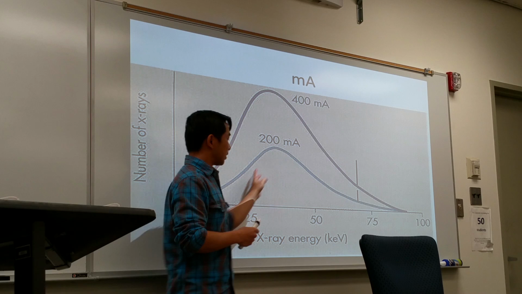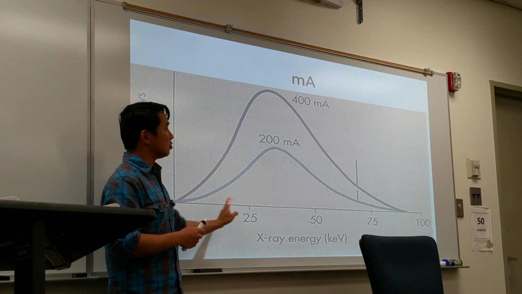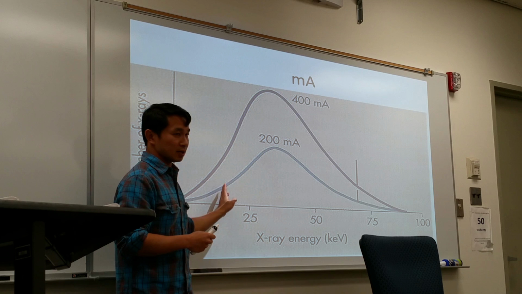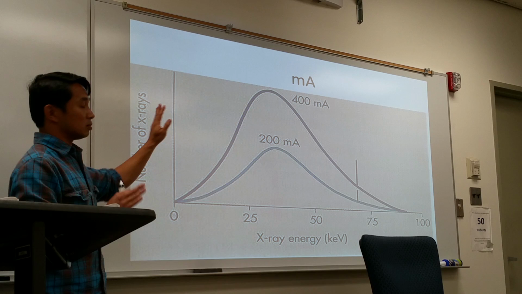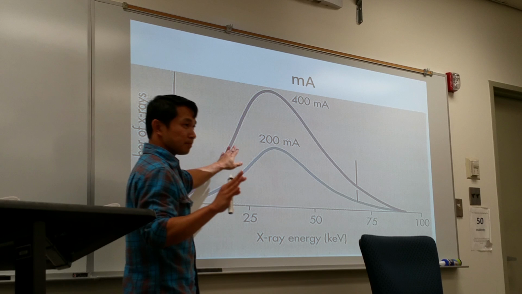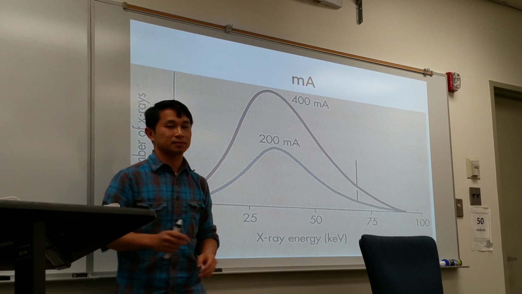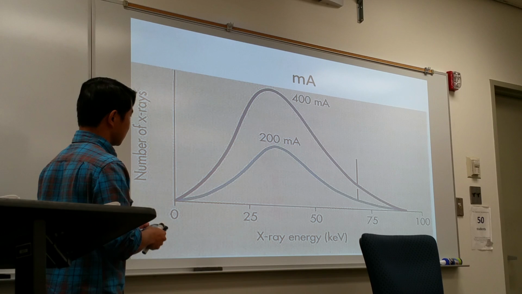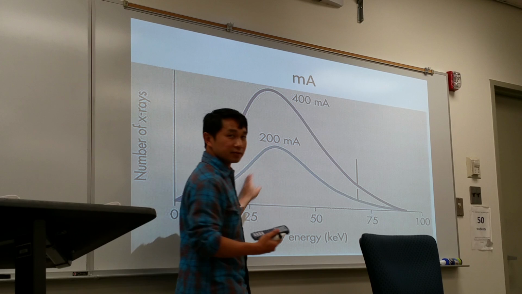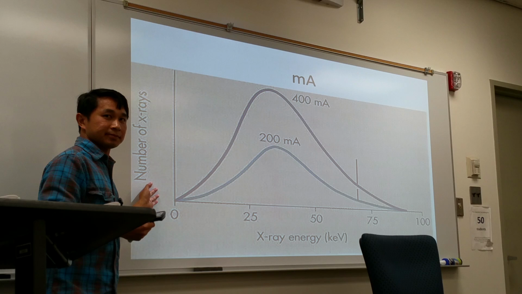It causes a change in the amplitude, but there's no shift of the X-ray energy graph. Is the X-ray energy always constant? It's based on kilovolts, and right now we're only discussing mA. A change in mA will mainly cause a change in the amplitude of the spectrum, with no change in the graph's energy level. Going the opposite way, if you reduce 400 to 200, the amplitude will be reduced by half. So mA is made to control the quantity, the number of X-rays. Any questions?